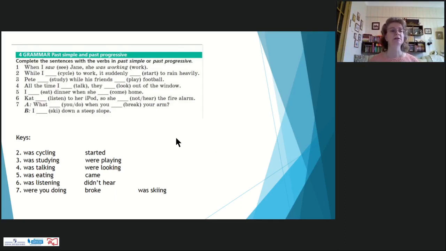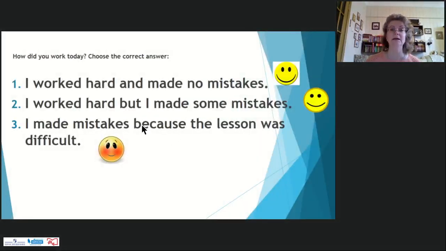So, this was the task. Now count your mistakes and try to analyze your work today. If you worked hard and made no mistakes, it's great. If you worked hard but you made some mistakes, don't worry. Look at the smiley, it's happy. You made mistakes because the lesson was difficult.